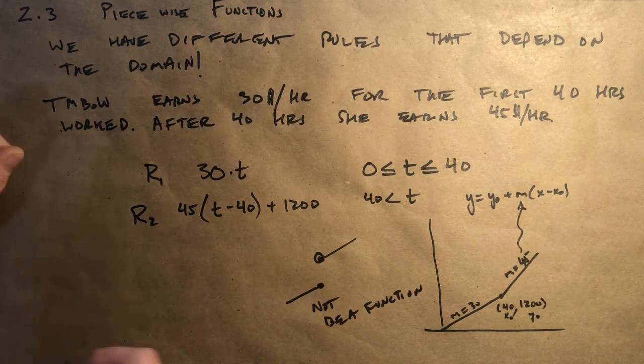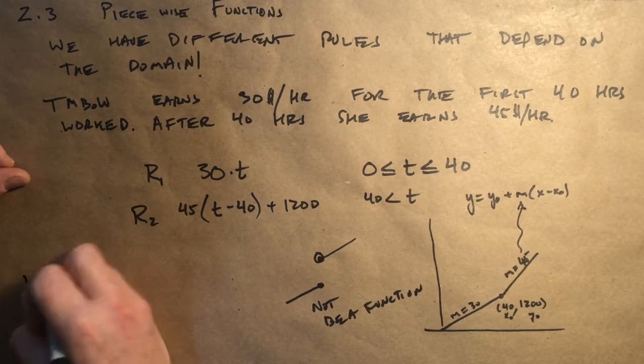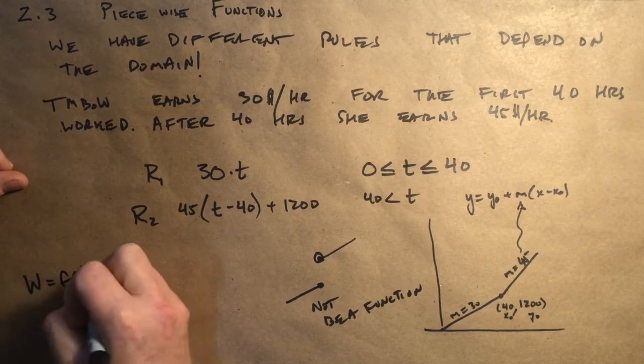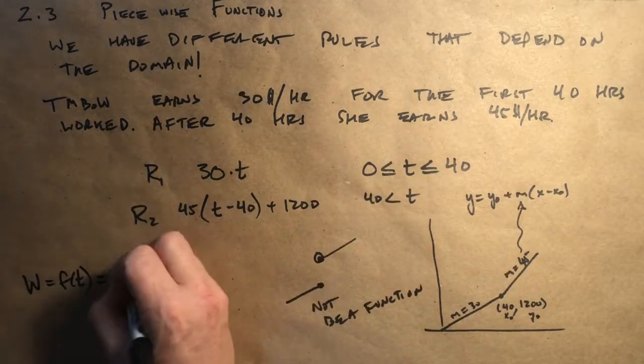Let's wrap this in a tux, please. Let's call this W equals f of t. That's the most beautiful of wives' wages as a function of t. And this is how we put the piecewise function together.